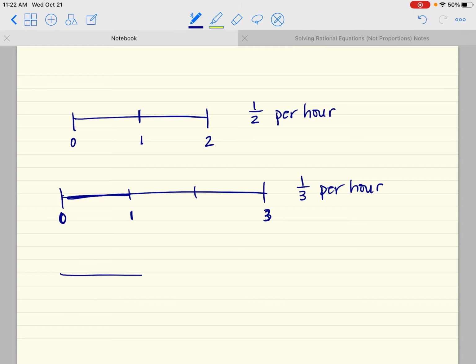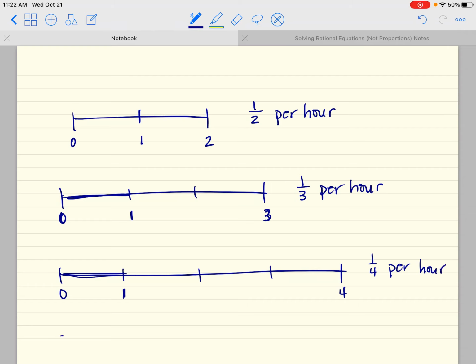What if there's another pipe that took 4 hours to complete the job? Started at time 0, 4 hours later, done. Well, how much of the job would it have finished in 1 hour? Well, that would be 1/4 of the job. So the rate would be 1/4 of the job per hour. Okay, maybe you see where I'm going with this.